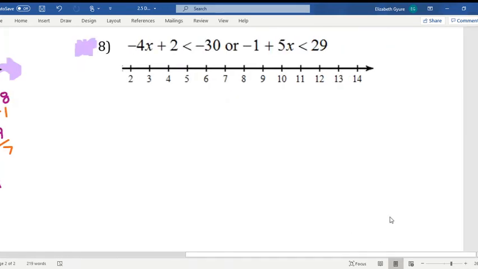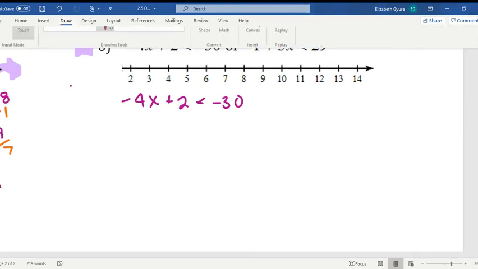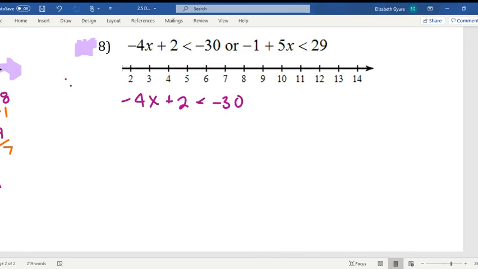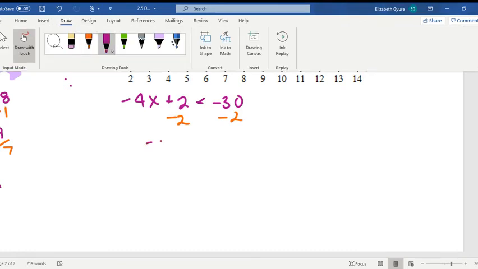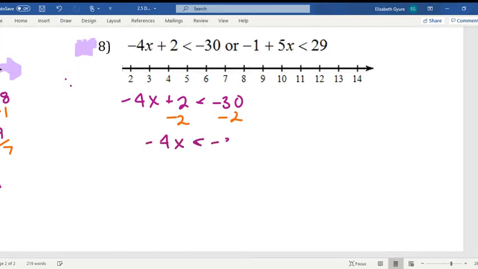Number 8. We got negative 4x plus 2 is less than negative 30 on the left. Let's look at that first. Aaron, what do we do first in this part? Subtract 2 from both sides. I agree. That'll give us negative 4x is less than negative 32.